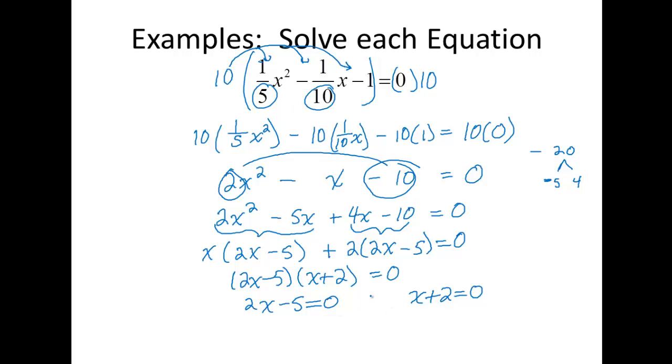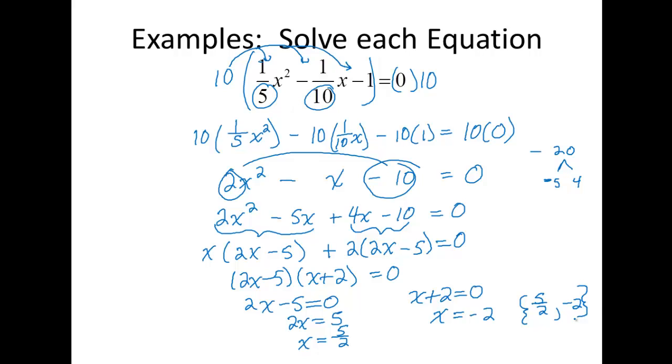All right. If I add 5 to both sides, I get 2x equals 5, and if I divide both sides by 2, I get x equals 5 halves. So that's one of my solutions. In my other equation, I can subtract 2 from both sides, I'll get x equals negative 2. And so my solution set will include 5 halves and negative 2.